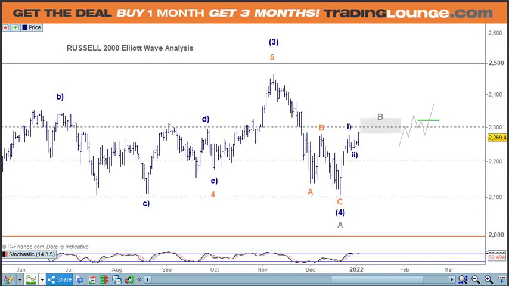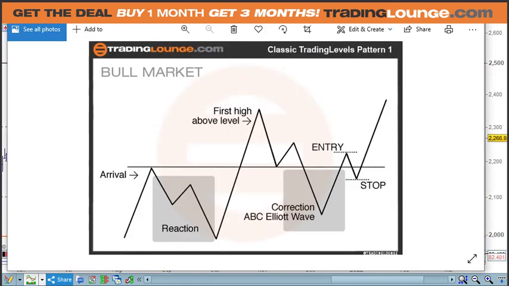But what we need to be mindful of here, we could still view this as an A wave, a B wave, and a C wave up to here, and then come down at that point. So to rectify that and to have a safe trade, we need a classic trading levels pattern sitting on the top of minor group 1, which is the 300 here, major level 2, and then 1, 2, 3 to make up group 1. We want a nice tested support sitting on that level there, and you know what that looks like. It'll be like this: the arrival, the reaction, the first high above the level, the ABC. And so it is a process.